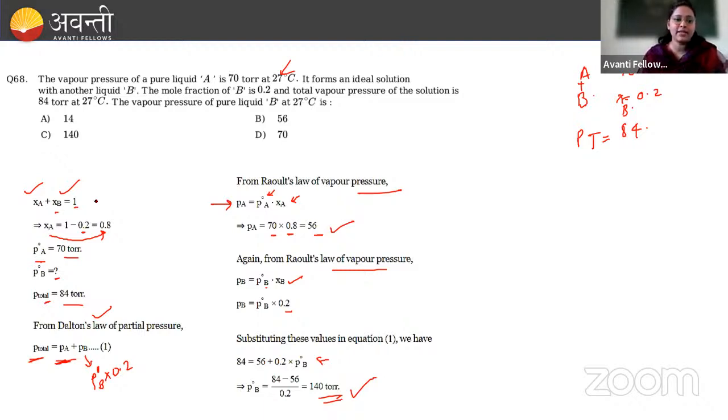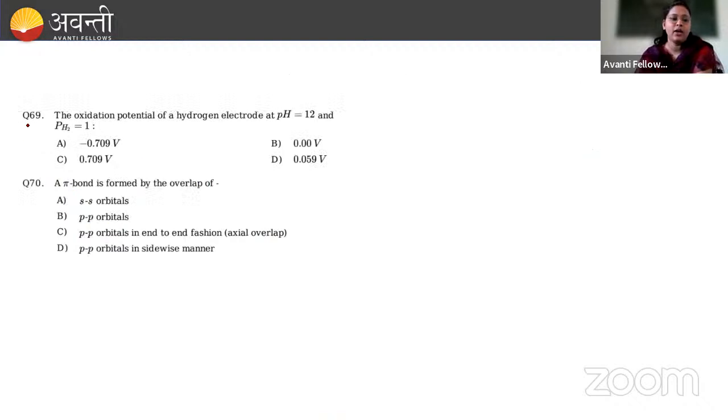Okay, just remember x a is xp. From here you can easily calculate. Our formula for partial pressure is pressure of A component plus pressure of B component. Okay, that is total vapor pressure, which is already given to us for the solution. Okay, so in this way we can do this calculation. 140 torr, that is option C is the correct option here. Okay, option C. Yeah, next.